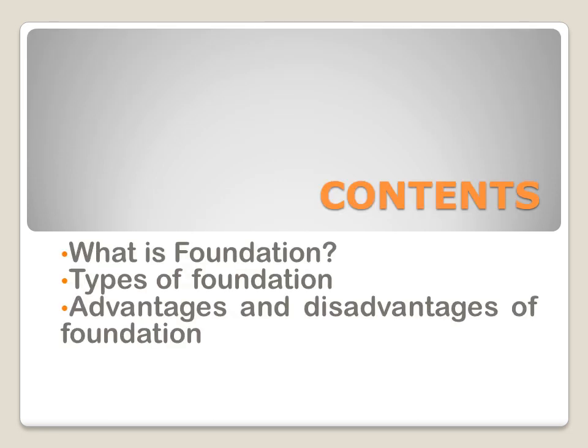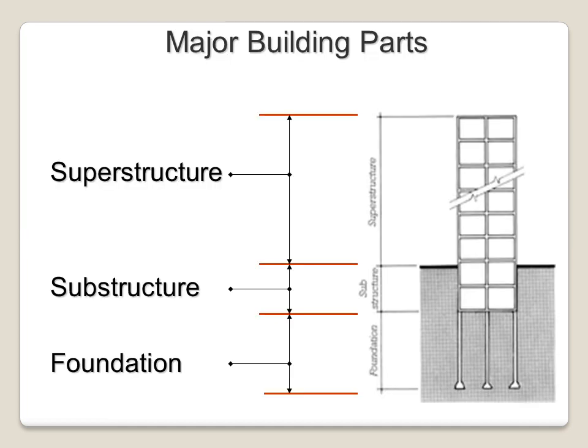These are the contents I have included in this presentation: what is foundation, types of foundation, advantages and disadvantages of foundation. Before moving on to the foundation, let's see what the major building parts are. These are the major building parts: superstructure, substructure and foundation. Superstructure is the uppermost part of the building and substructure is the lowermost part of the building. Superstructure is situated above the plinth level and substructure is situated below the plinth level.